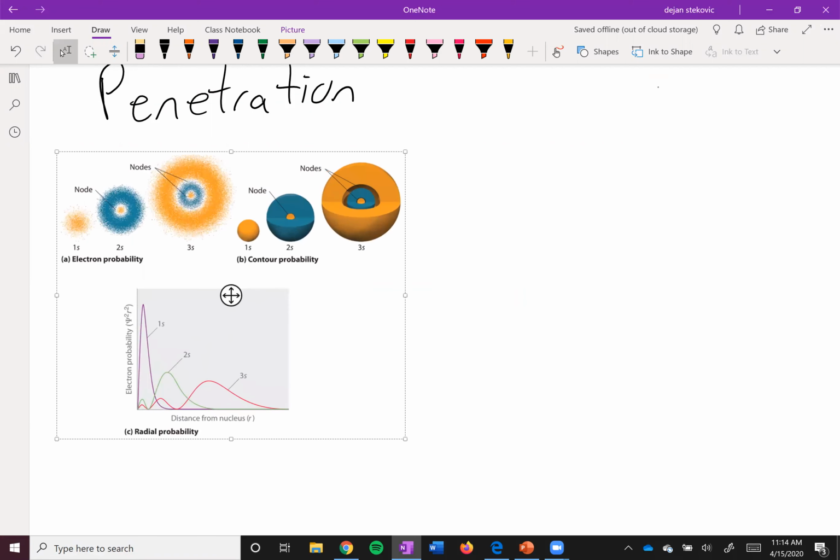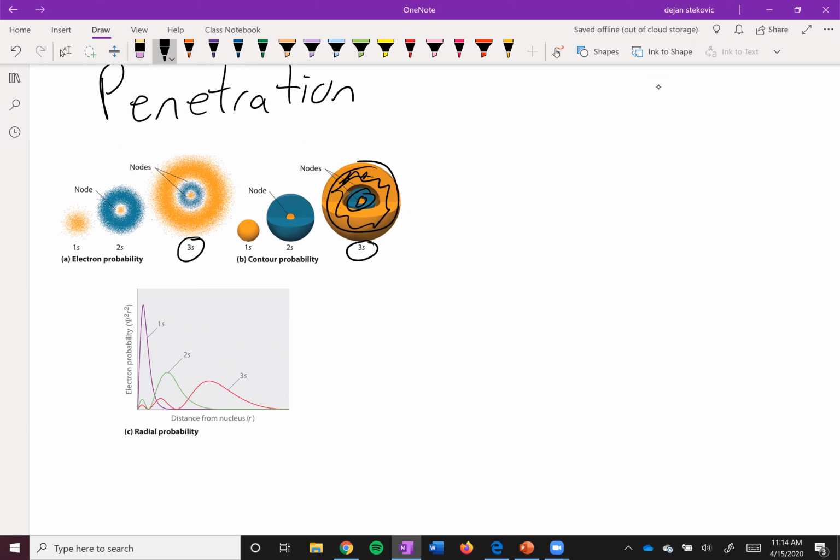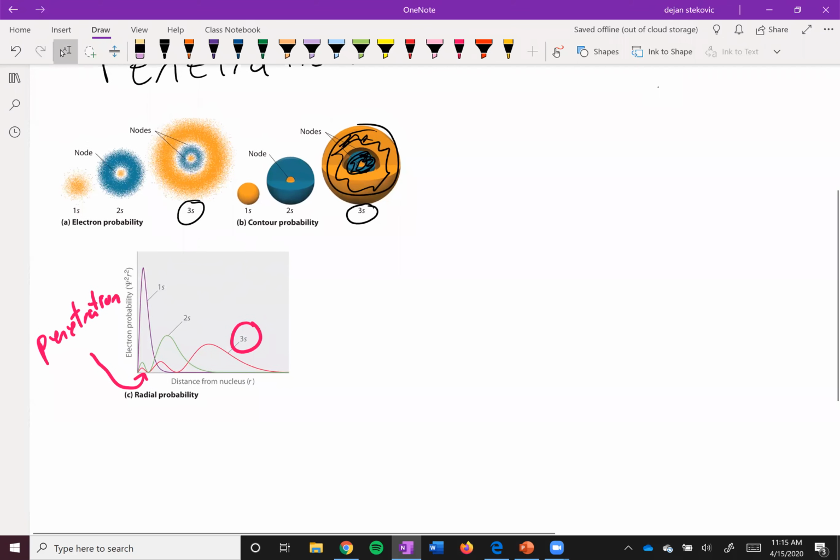Remember, they all look like spheres. And as we get to higher values, like 3s, they look like spheres inside of spheres, right? So even though most of the time the electron is out here, it can actually penetrate these orbitals and get very close to the nucleus. So in this, you see the 3s right there, there's still a chance that this electron can be right next to the nucleus. And so this is known as penetration, because it's penetrating the other orbitals to get to the nucleus.